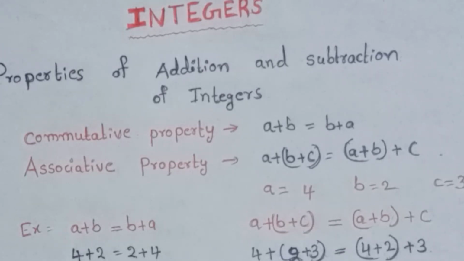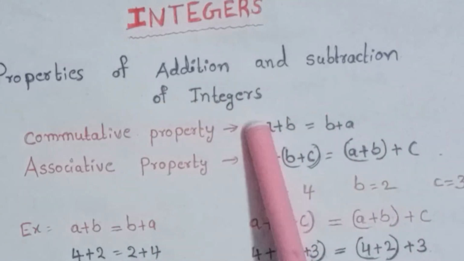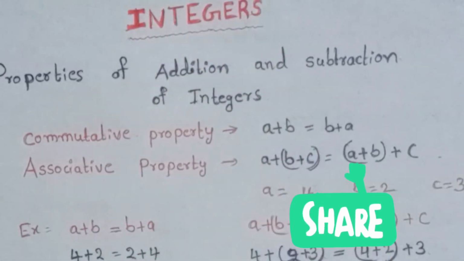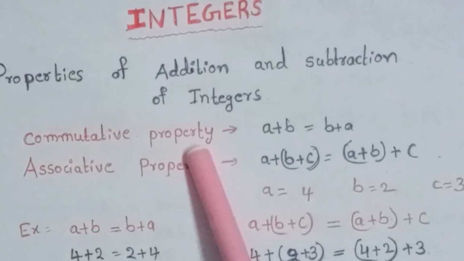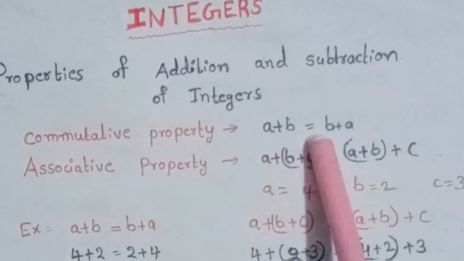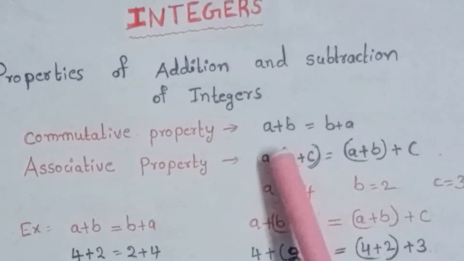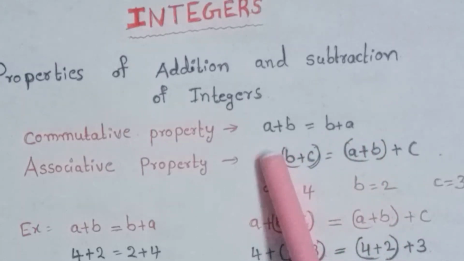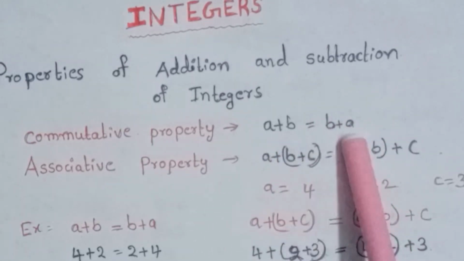Today I will explain properties of addition and subtraction of integers from the integers chapter. First one is commutative property. In this commutative property, a plus b is equal to b plus a. Values are same but order changes. Then a plus b is equal to b plus a. Now prove that both are equal.